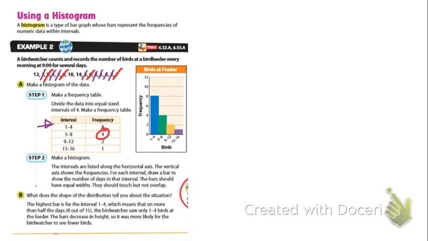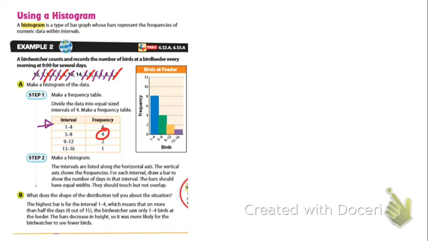And 9 through 12, we have 1, 2, which is 2, and the last one is 14. Okay, I'm just explaining how they came up with the frequency table. All right, so step number 2, make a histogram.